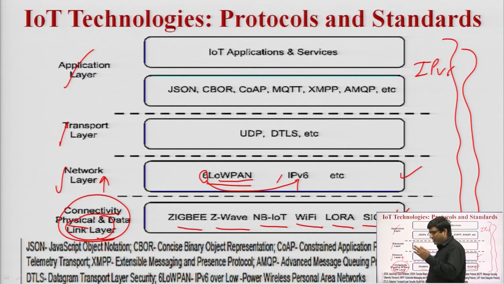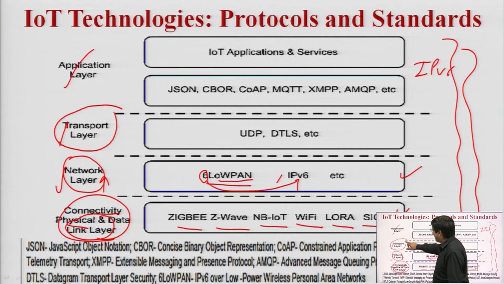Because after the deployment of the sensors, we need connectivity, and after connectivity, we have to ensure proper networking. Networking means we are talking about internet connections. After that, we need to transfer the packets to the remote location. Packets means the data is in the form of packets. We need to transfer them through the transport layer. The transport layer is responsible for transporting the packets to the remote location.